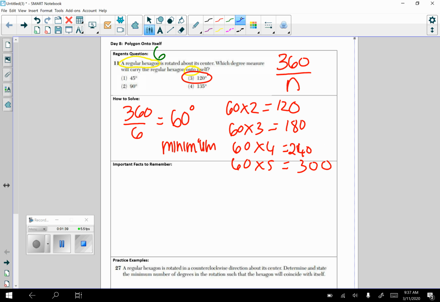So what are things we need to remember? We need to know that we always start with the 360. We can divide by the number of sides to get the minimum number of degrees of rotation, or we can divide by the minimum angle to get the number of sides. Don't forget to look for multiples.